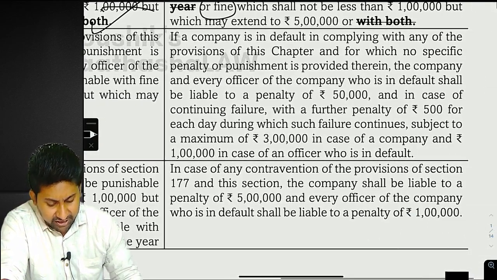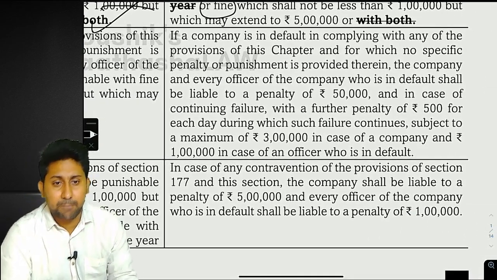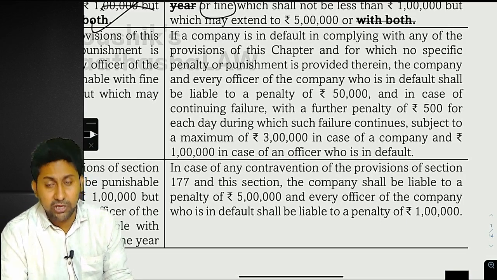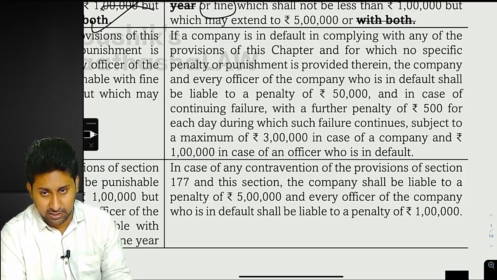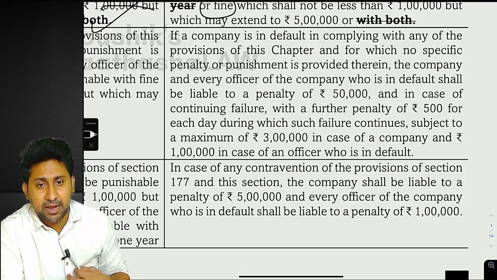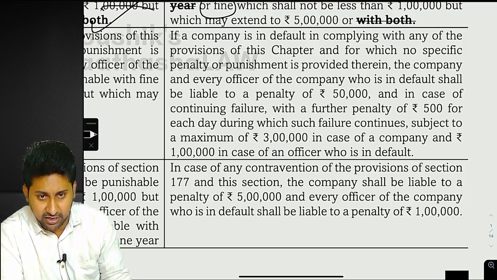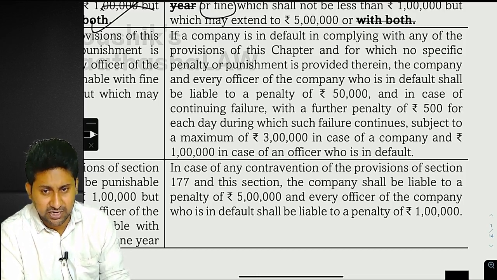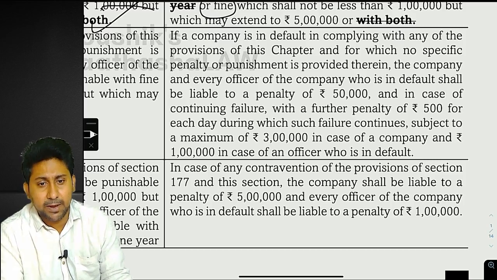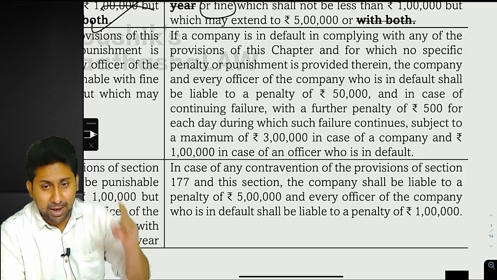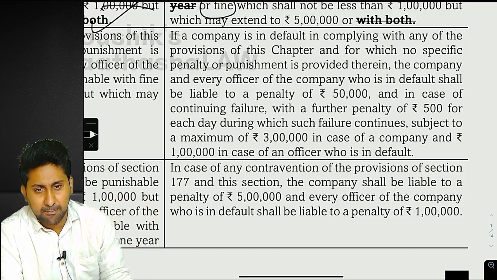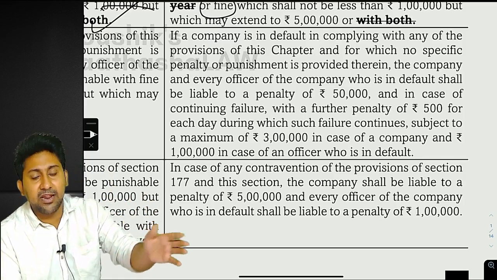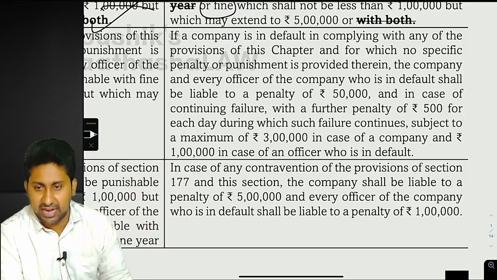Read. Reduction again. If a company is in default in complying with any of the provisions of this chapter and for which no specific penalty or punishment is provided therein, the company and every officer who is in default shall be liable to a penalty of 50,000. If the default continues, a further penalty of 500 for every day, maximum 3 lakh in case of a company, and in case of an officer in default, it will be 1 lakh.